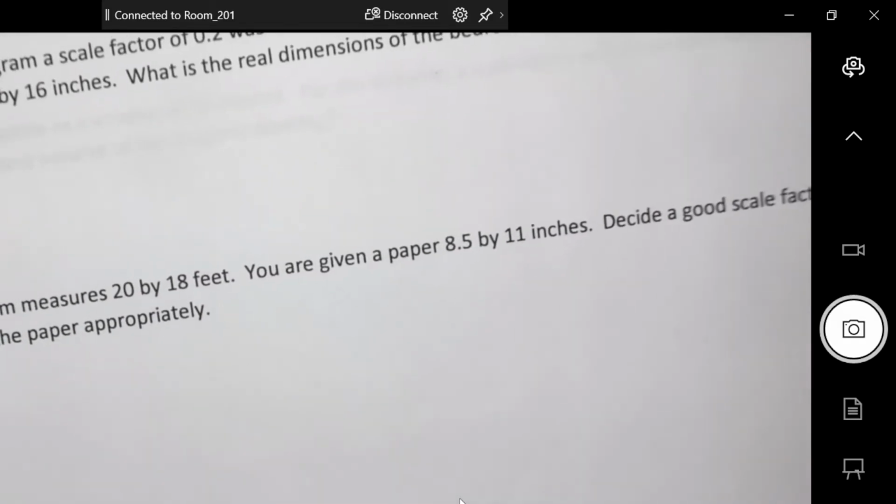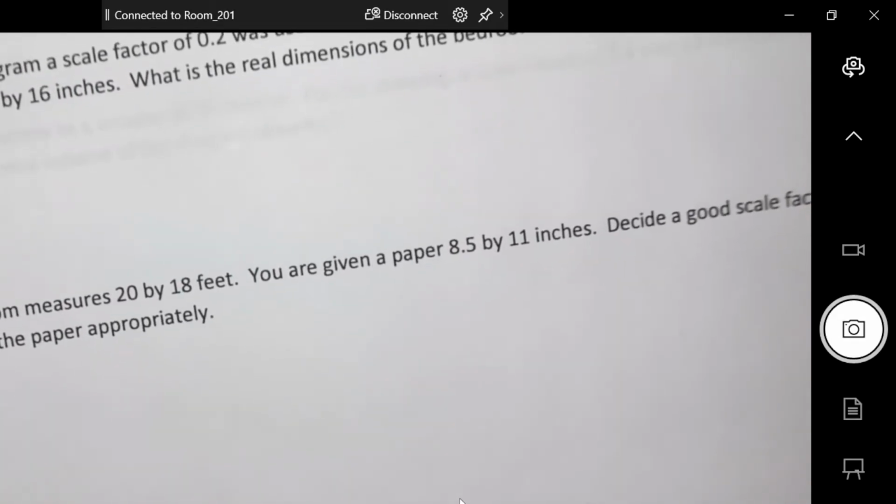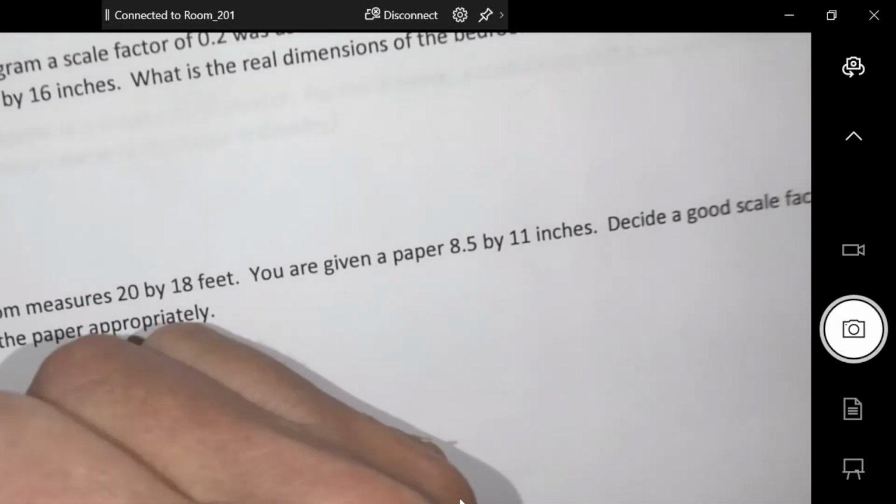Let's skip. Let's go to number 10. We have a room that is 20 by 18 feet, and then we got to put it onto an 8.5 by 11 paper. This is like what we did yesterday. We got to get a scale, and then we're going to have to figure out how to draw it on that paper.